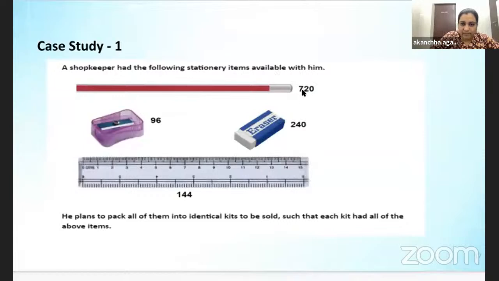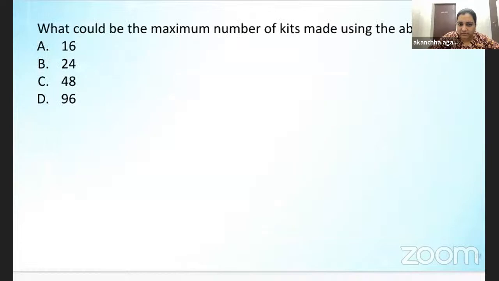He had 720 pencils, 96 sharpeners, 240 erasers, and 144 rulers. He plans to pack all of them into identical kits to be sold, such that each kit had all of the above items. So, first thing we have to understand is that the shopkeeper wants to make kits of these items, and he wants to put up the same number of items in all.